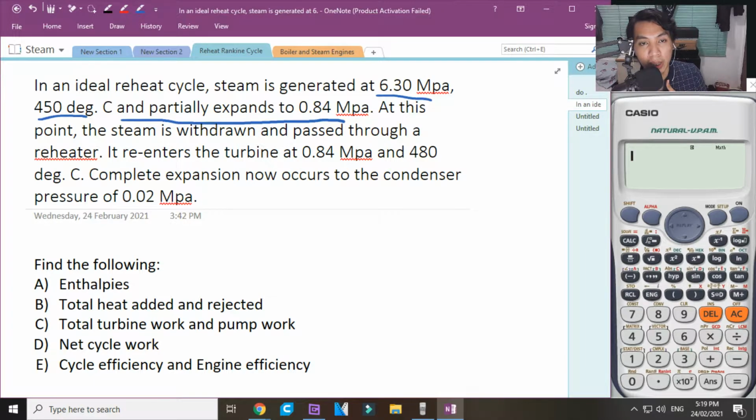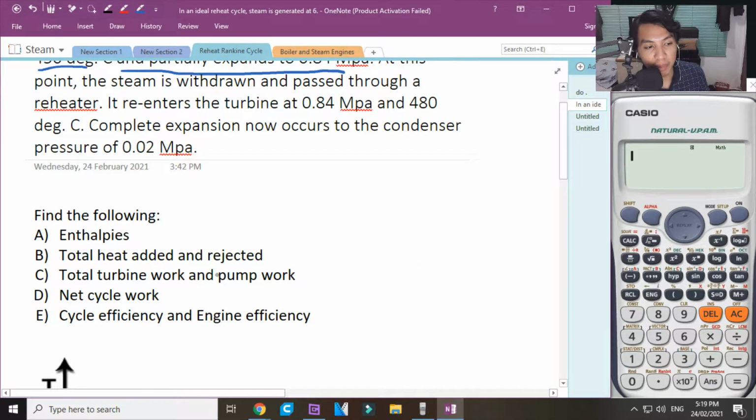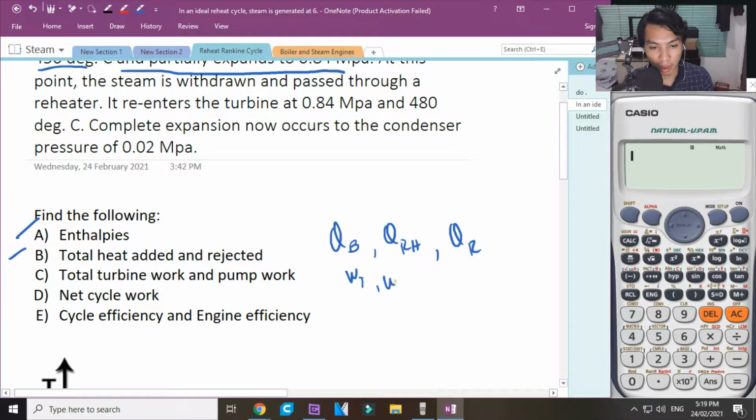Now, what are the problem requirements? At letter A, kailangan mo daw ng enthalpy. Letter B, the total heat added and rejected. Siyempre, nandyan yung QA ng boiler, yung reheat, QRH, tapos yung QR. Total turbine work, tapos yung pump, work ng turbine, work ng pump. Dito, net cycle work, network, yung nu ng cycle, and yung nu ng engine.